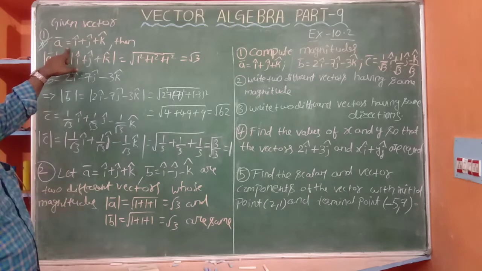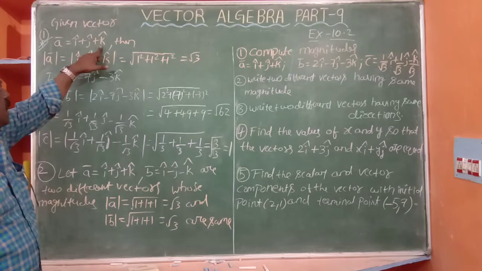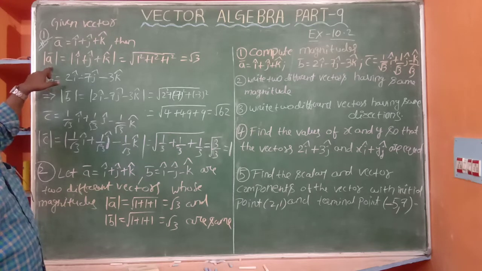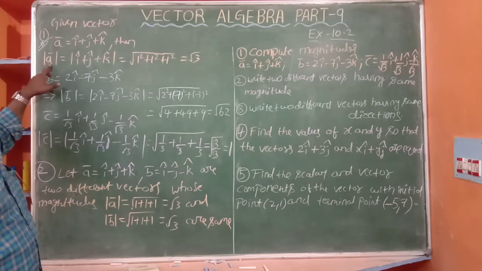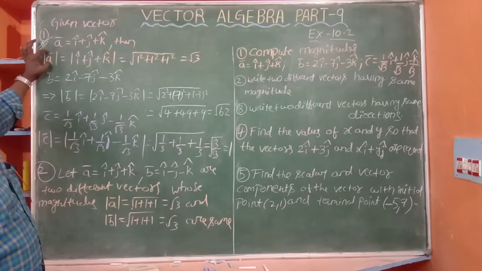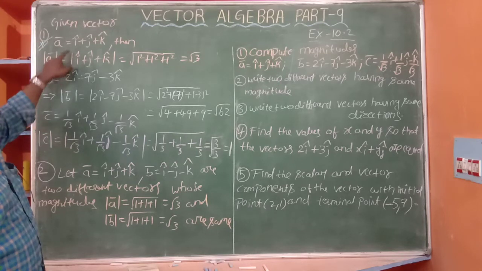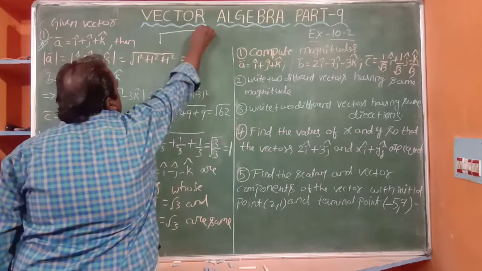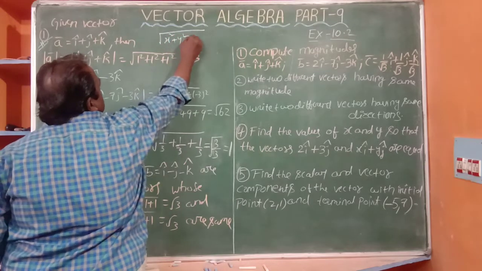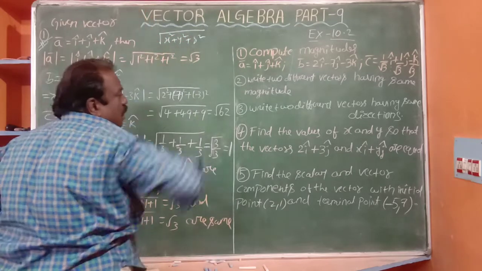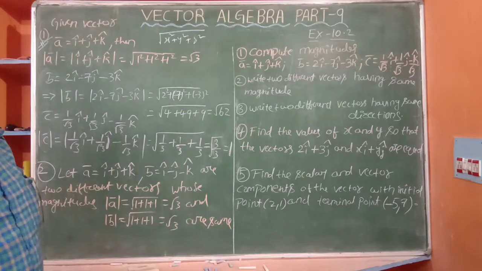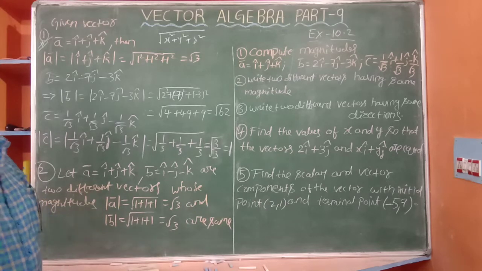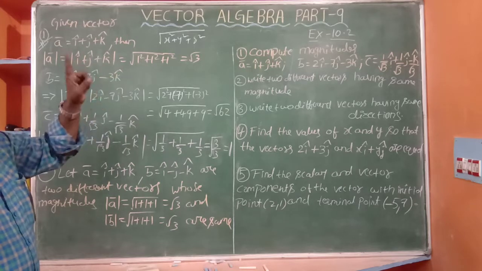For the first vector, A bar is I cap plus J cap plus K cap, the given vector for which we are finding the modulus. Modulus or length or magnitude, all are the same. The formula is root of x square plus y square plus z square, where x, y, z are the scalar components, or DRs. Already I told you.